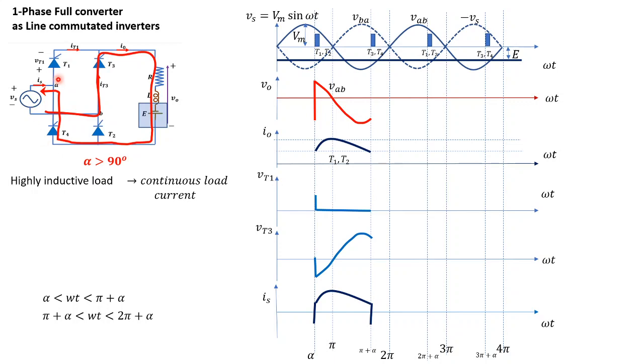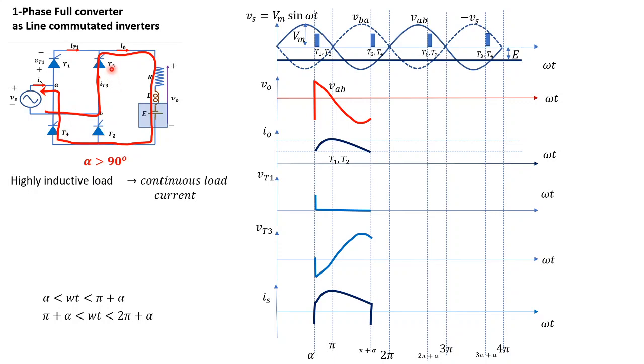Now, this T1 and T2 are known as outgoing thyristors, and T3 and T4, to which the current is transferred, are known as incoming thyristors. So current is transferred from the outgoing thyristors to the incoming thyristors. That is happening at pi plus alpha.